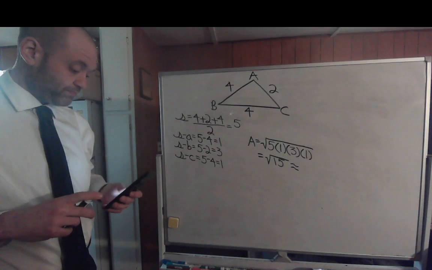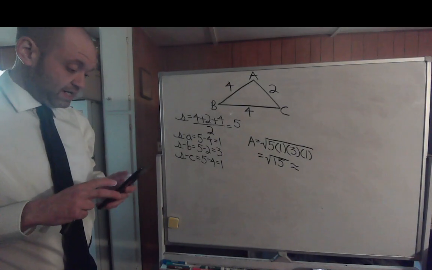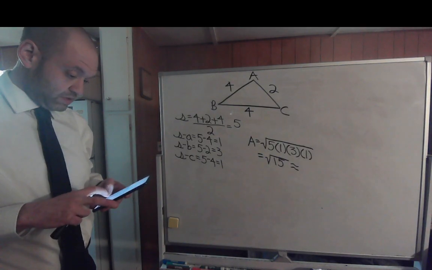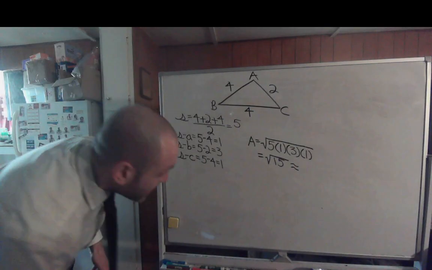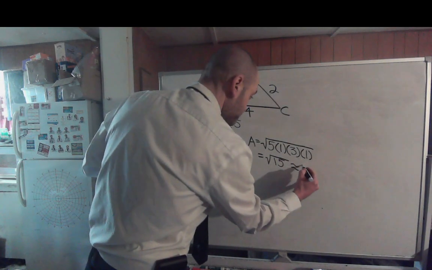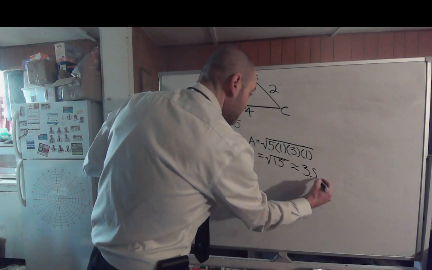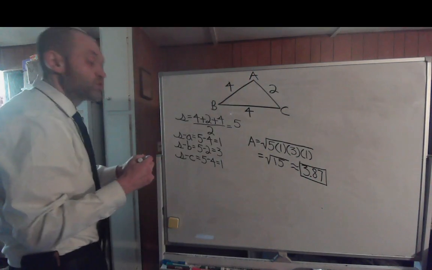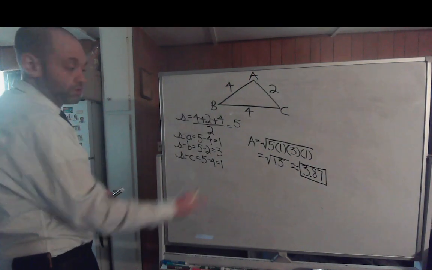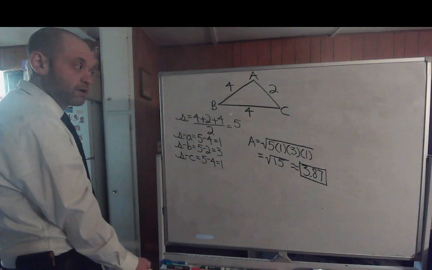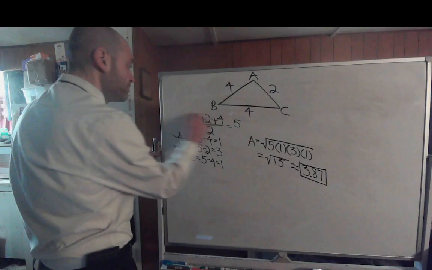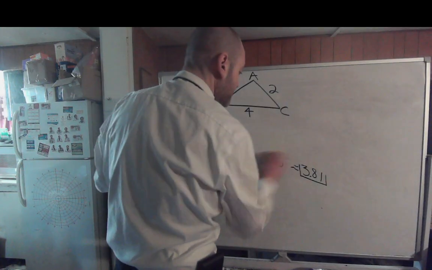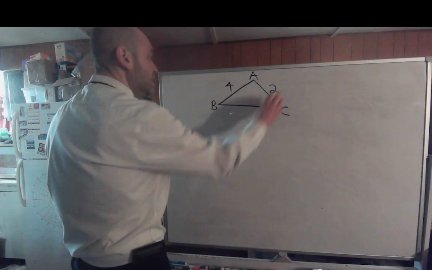So let's go ahead and find that, the square root of 15. You get about 3.87. So the area of this triangle is approximately 3.87 square units, or the square root of 15 square units, however you prefer to write it. So I got 3 more examples of this. This is a relatively straightforward formula. It's really not that bad.